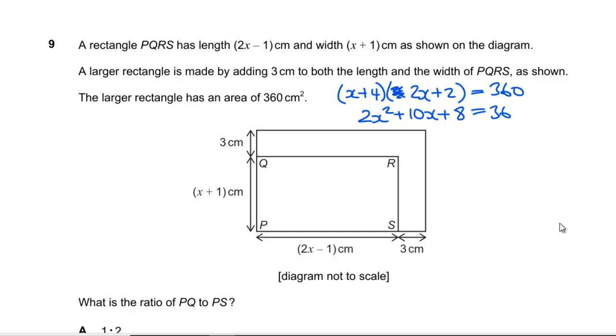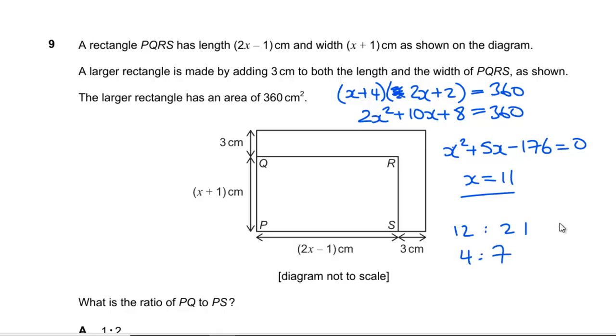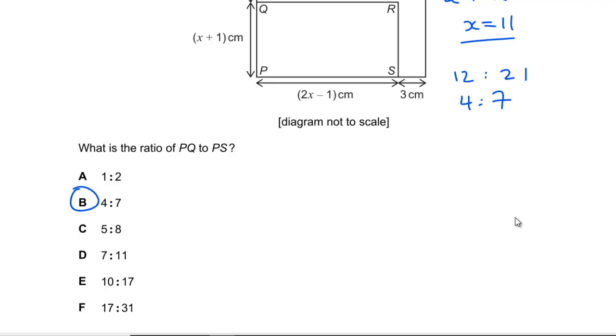So let's do it in steps. I don't want to make a stupid mistake. So x squared plus 5x plus 4 minus 180, so minus 176 is equal to 0. So 176, you want to get something with a 5 difference, but that is 16 times 11, so that works, doesn't it? So we'd have x is minus 16 or x is plus 11. So x is 11. So what have I got then? So I've got 12 to 21. I can get rid of 3s, 4 to 7. 4 to 7, B. Okay.